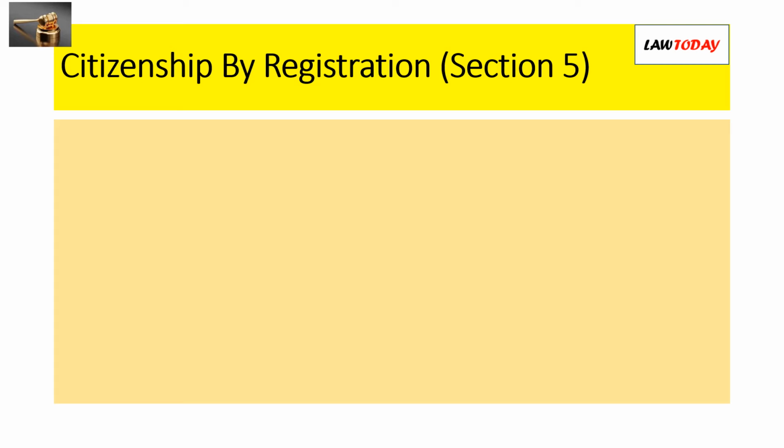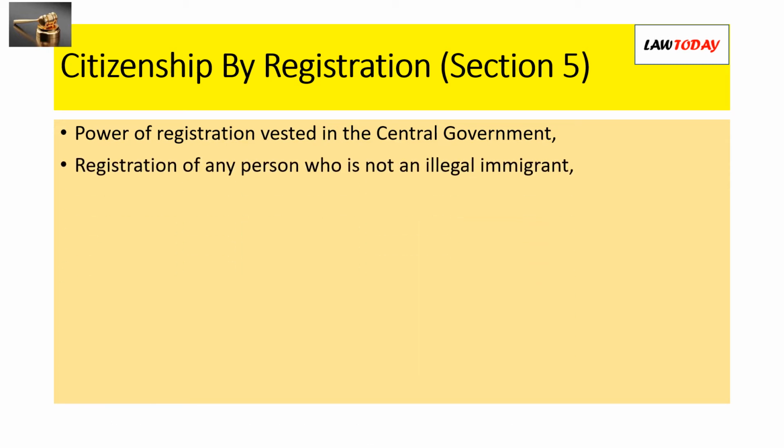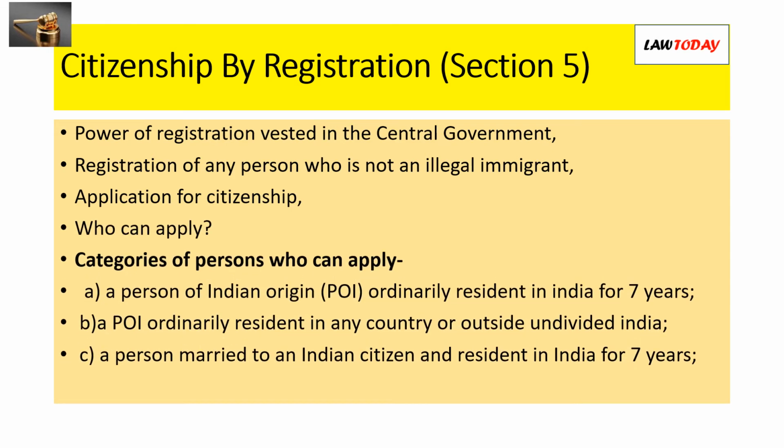The next mode of acquiring citizenship is by registration. That is, Indian citizenship can also be acquired by registration. According to section 5, the central government may, on an application made in this behalf, register as a citizen of India any person not being an illegal immigrant who is not already such citizen if he belongs to any one of the following categories.